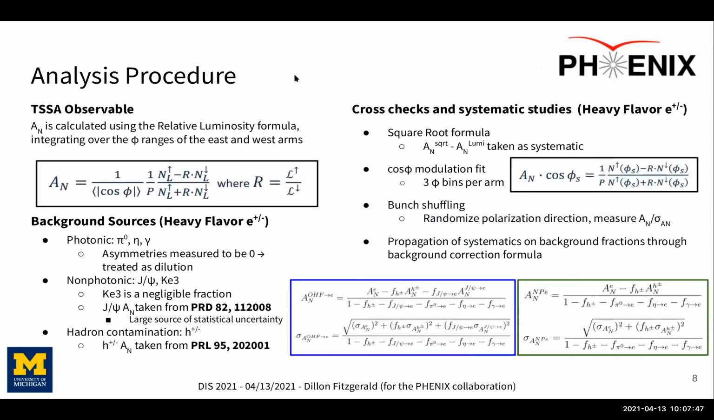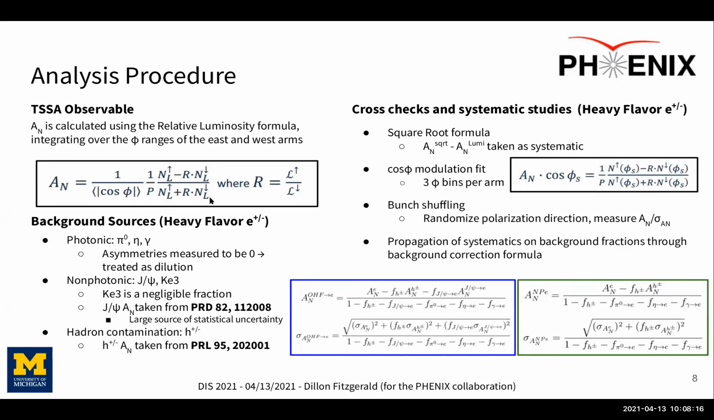So now that we've talked about how these particles are detected, I want to talk a little bit about how this measurement is done at PHENIX. So it's calculated using the so-called relative luminosity formula, where we integrate over the azimuthal ranges of the east and west arm. And in this formula, R is the relative luminosity. It's just the luminosity ratio of spin up to spin down bunch crossings. We have a correction factor due to the fact that we're integrating over the azimuthal range, correcting for the polarization of the beam.